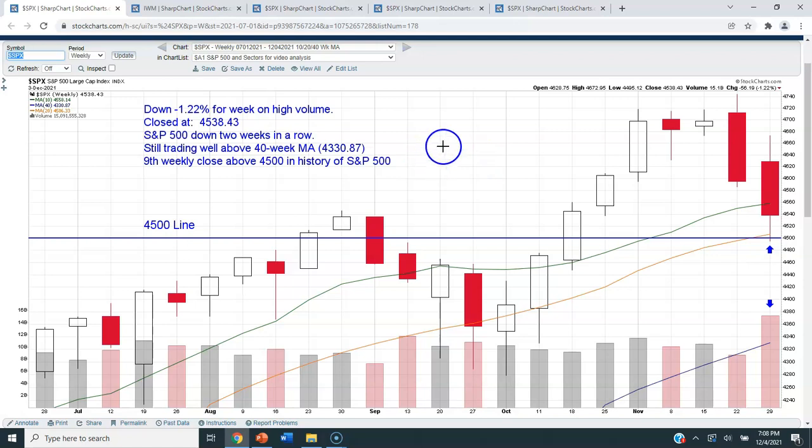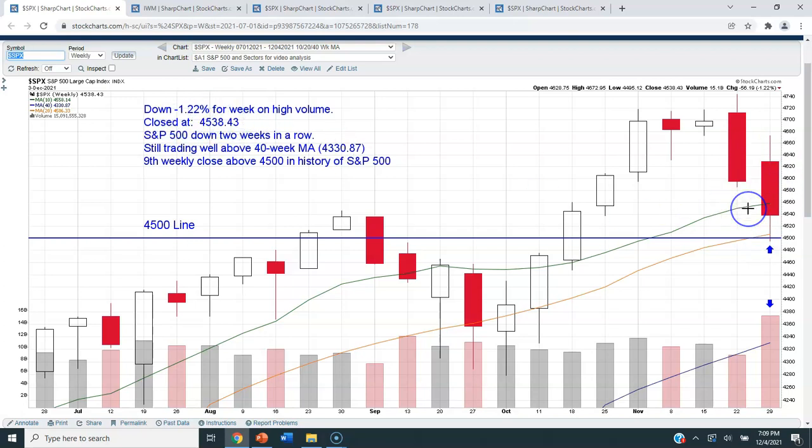On this chart, we can see that the S&P 500 was down 1.22% for the week, and it happened on really high volume. Now, I think a lot of people feel like the market was down more than it was, but we were up 2 days, down 3, and collectively we were only down 1.22% on the S&P 500 for the week. We closed at 4538.43.